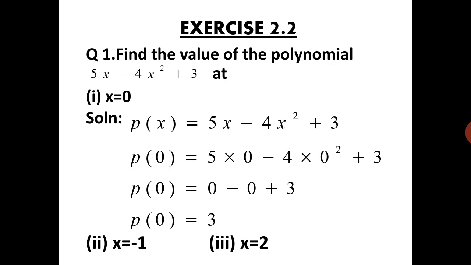So, wherever you have x in the given polynomial, it's to be written as 0. Now the right hand side, that is the polynomial, was 5x minus 4x square plus 3. So, now it has become p of 0 equal to 5 multiplied by 0 minus 4 multiplied by 0 square plus 3. Solve it. It is simple mathematics and you get the solution as 3. So we can say that the value of the polynomial at x equal to 0 is nothing but 3. Similarly, you will be solving the next two sub-questions on your own.